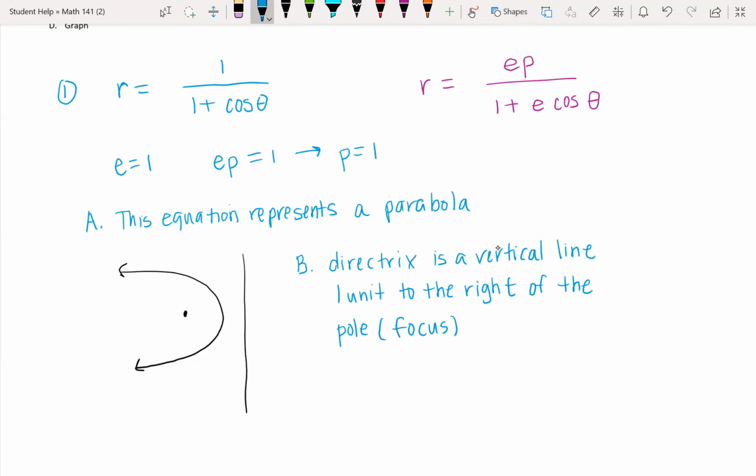Now that 1 comes from the variable p, and so that means that this distance here is going to be p equal to 1. And we know that the vertex is going to be in the center of those two, in the center of the focus and the directrix, in the middle of them. So part C is to find the vertex.